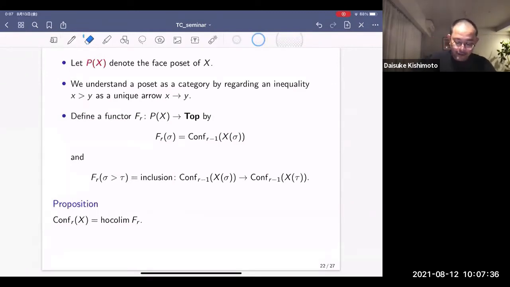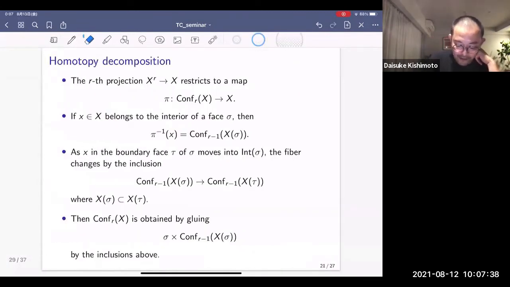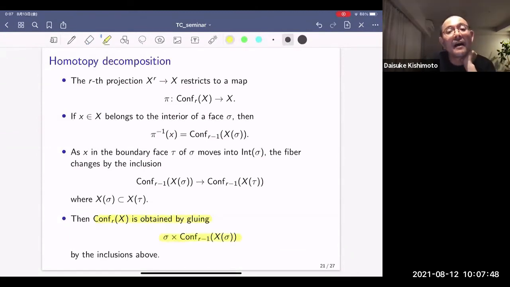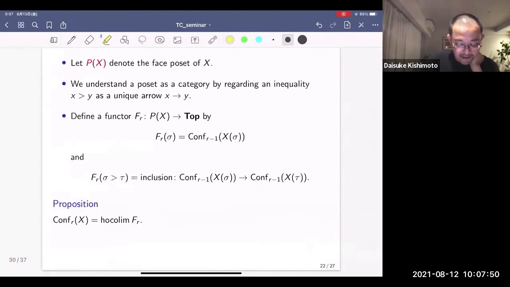Then we get a functor F_R. And actually, the observation we made in this slide, I mean, Conf_R(X) is obtained by gluing these spaces. This means that Conf_R(X) is a colimit of F_R. Now we get a hocolim expression of Conf_R(X), then we can compute its acyclicity by the Bousfield-Kan spectral sequence.